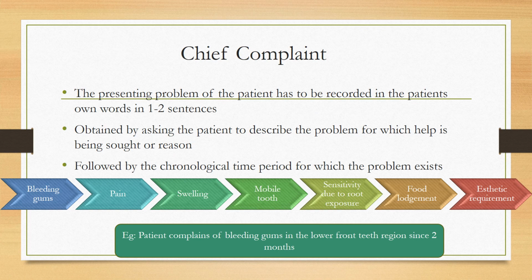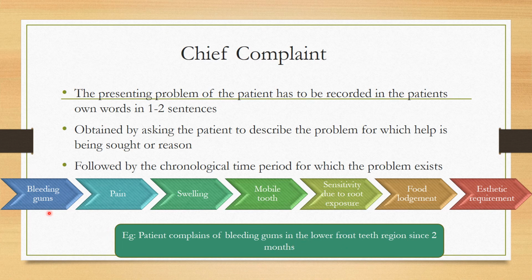Coming to the chief complaint, the presenting problem of the patient has to be recorded in the patient's own words in 1 to 2 sentences, obtained by asking the patient to describe the problem for which help is being sought, followed by the chronological time period for which the problem exists. For example, if the patient has a complaint of bleeding gums, the patient complains of bleeding gums in the lower region, and then you have to write down the duration.